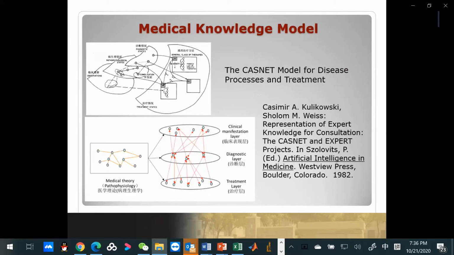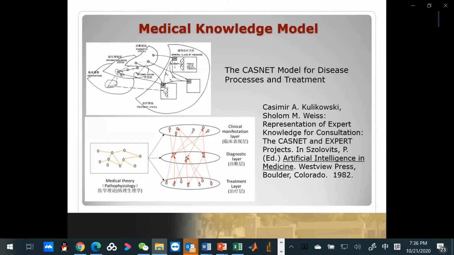The medical knowledge model is from CASNET in 1982. People really pay attention and study it further. I think that it is very important for medical AI because few people really understand what medical knowledge is. We convert the CASNET model into the following diagram, which is clearer and easier to understand.